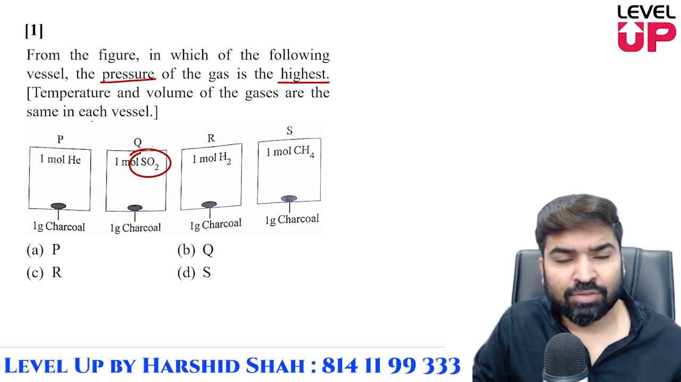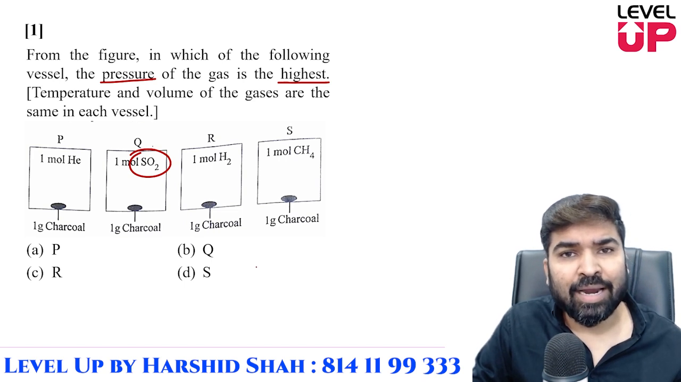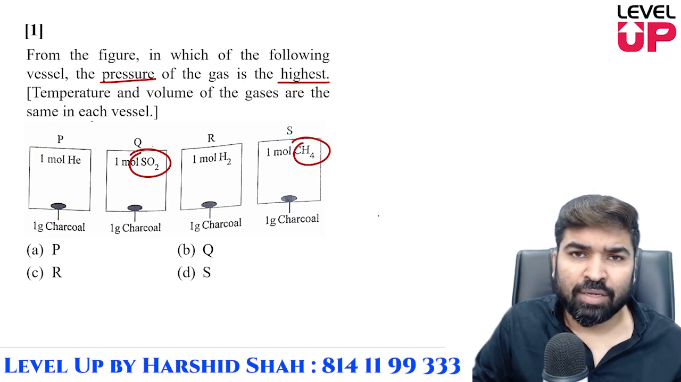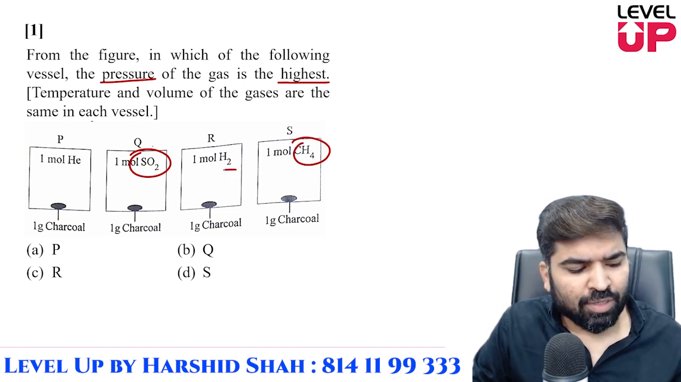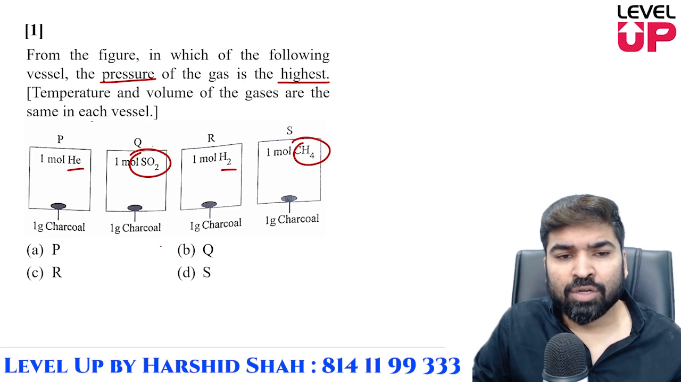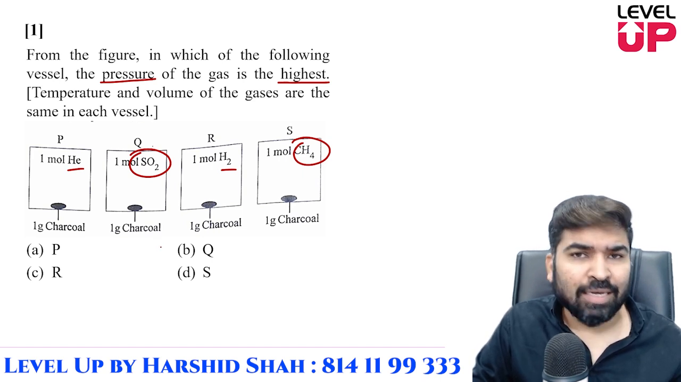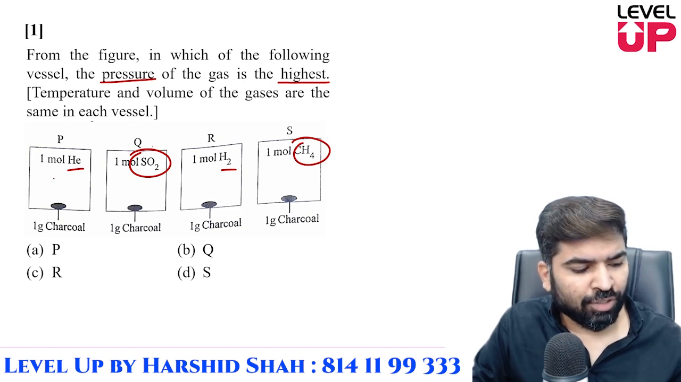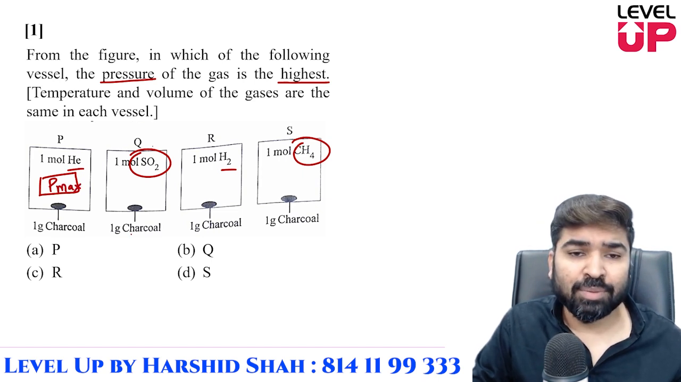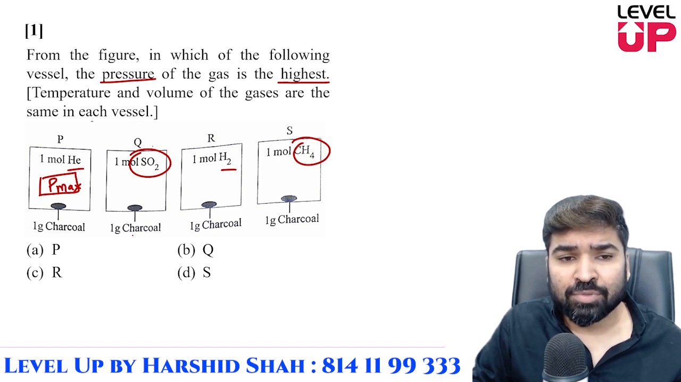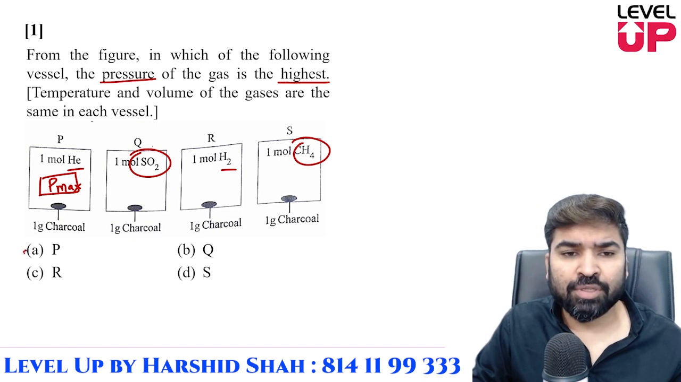The answer is sulfur dioxide will get adsorbed more quickly and in more quantity. The second one is going to be the CH4, the methane. Then between the hydrogen and helium, the lesser quantity adsorbed would be for helium. So it's very simple to say that the helium is going to get adsorbed to the least quantity, and that's why the pressure here is going to be the maximum. यहाँ पे pressure होने वाला है maximum, and you guessed it right. For the sulfur dioxide, it is going to be the minimum. So the answer here is the option A, which is P.